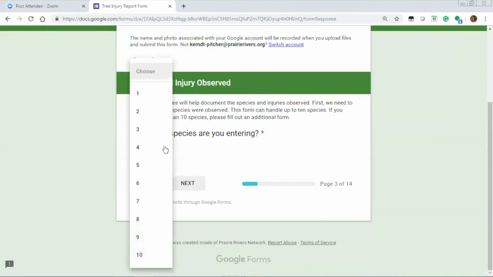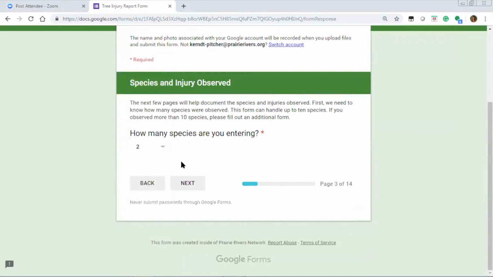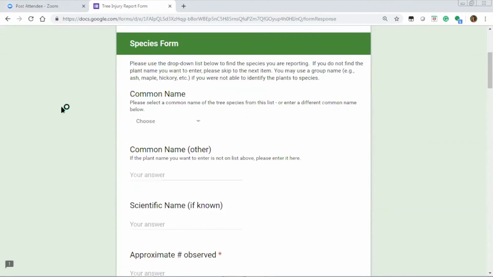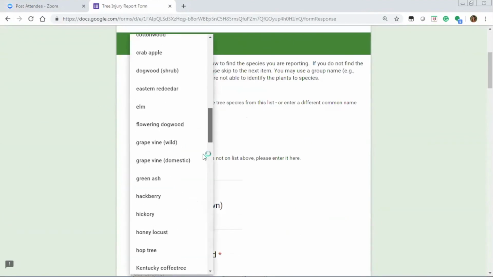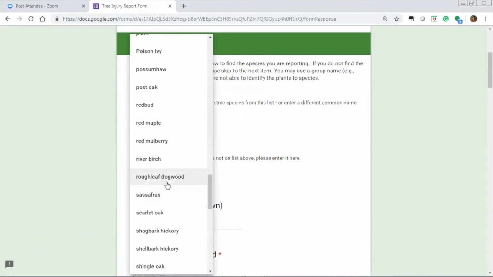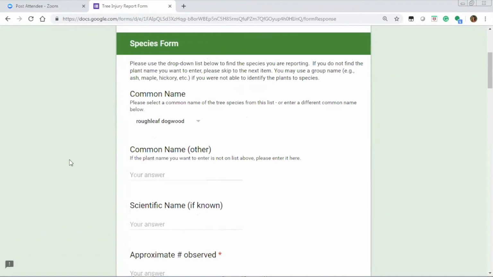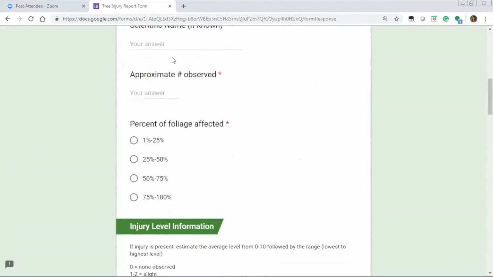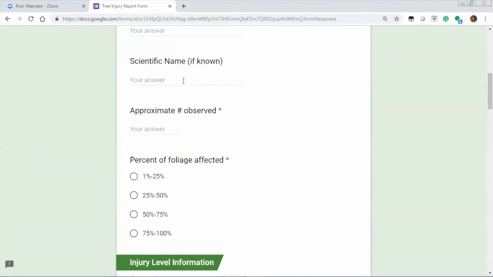We're going to enter in just 2 species from this form today. You can enter up to 10 without having to move on to a new form. Click Next. And we have a pull-down menu here for common names. We're going to enter in that rough leaf dogwood that we just named. There is a spot for common name if you cannot find the species you're looking for on the pull-down menu. You do not have to enter in the species name, but we welcome it if you know it.